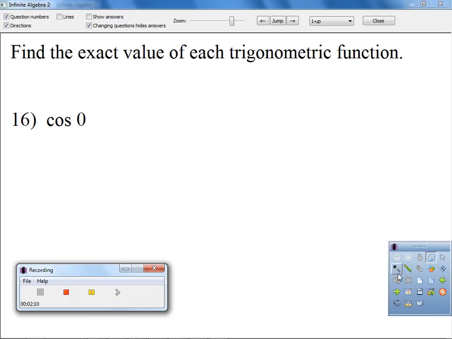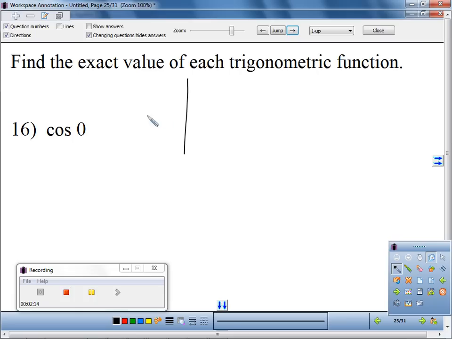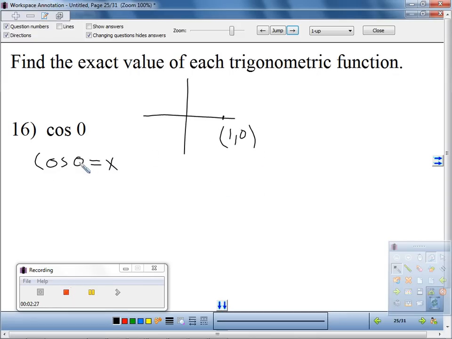Alright, cosine of 0. So let's draw a little thing to come up with our ordered pairs, and all we need is this one. Remember, we're going out in x, so x is 1, y is 0. Cosine is what? Cosine is our x value. So that means the cosine of 0 is going to be our x value, which is 1. So cosine of 0 is 1.